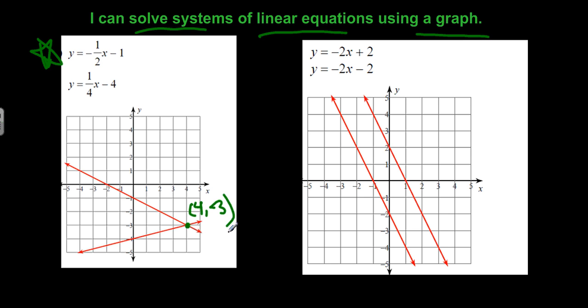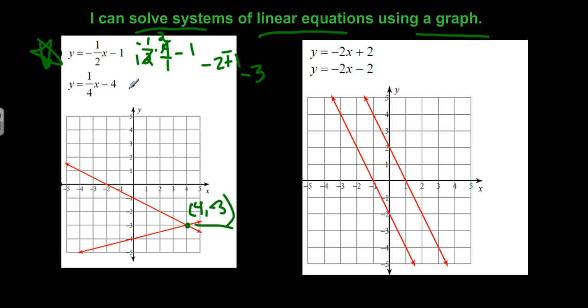Now I can check that out by filling this in for my equation. I'm just going to fill my x in. Negative 1/2 times 4 minus 1. If I do that, I can factor out a 2, and I end up with negative 1 times 2, which is negative 2 over 1. So it's negative 2 minus 1. That gives me negative 3, exactly what I was thinking.